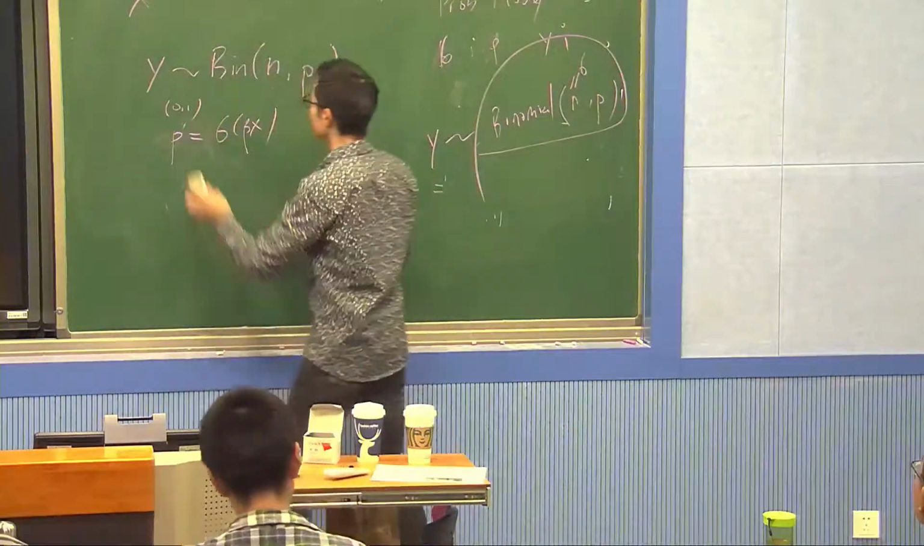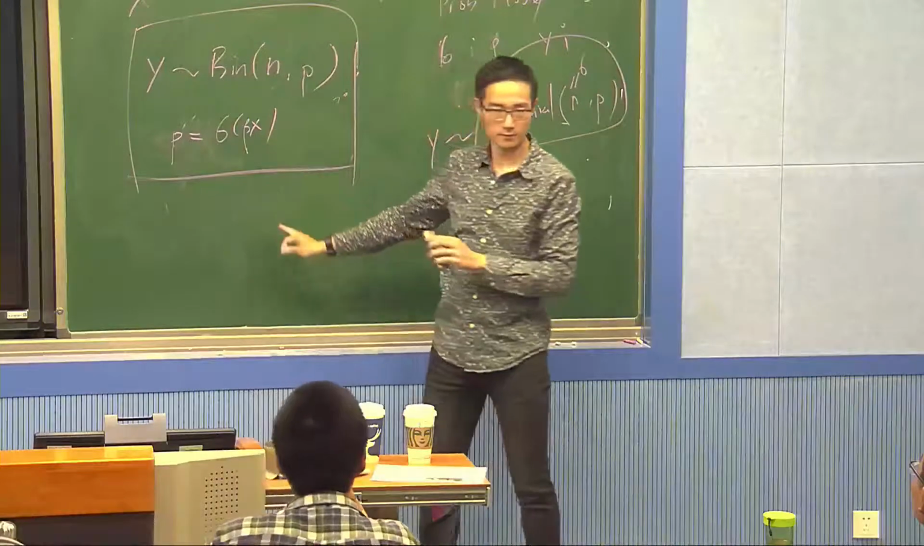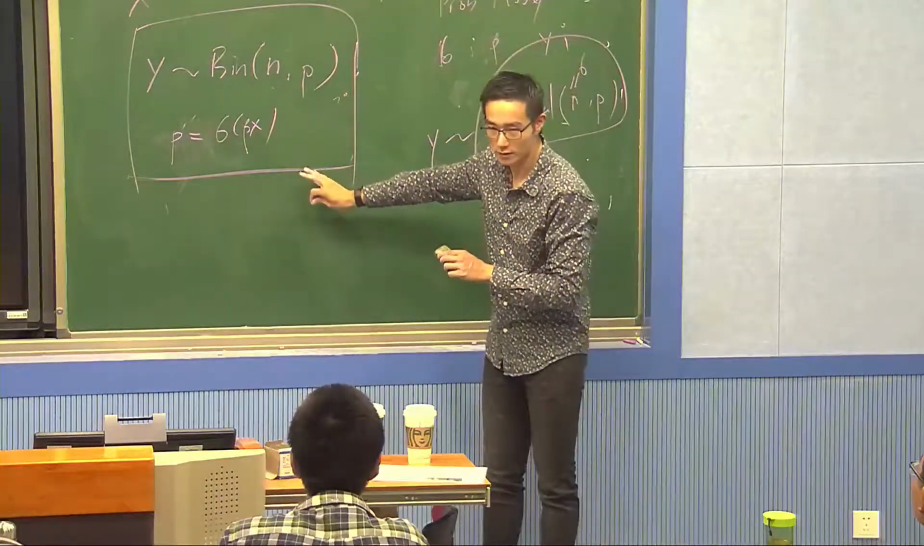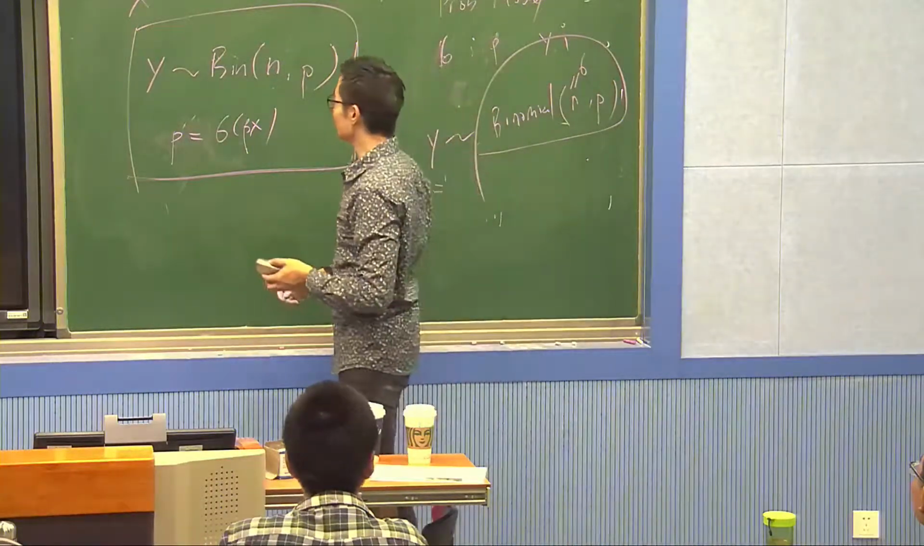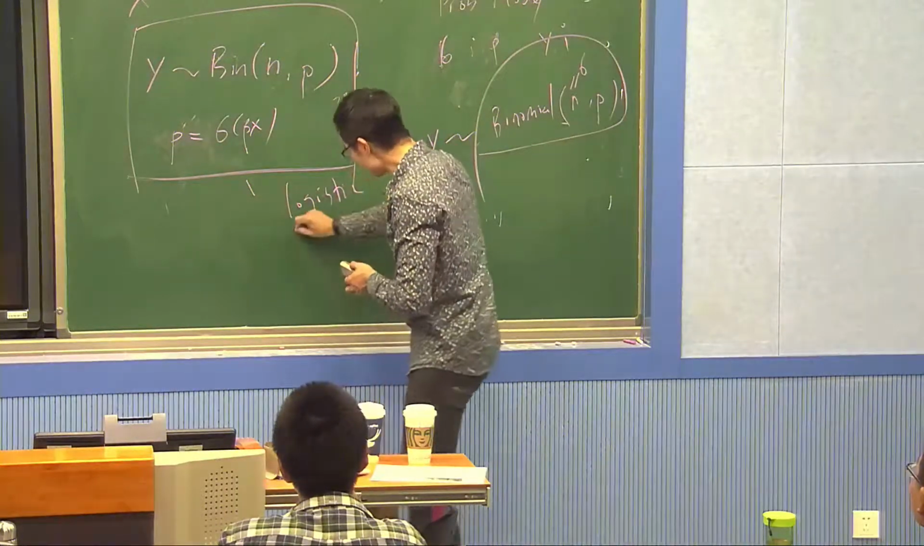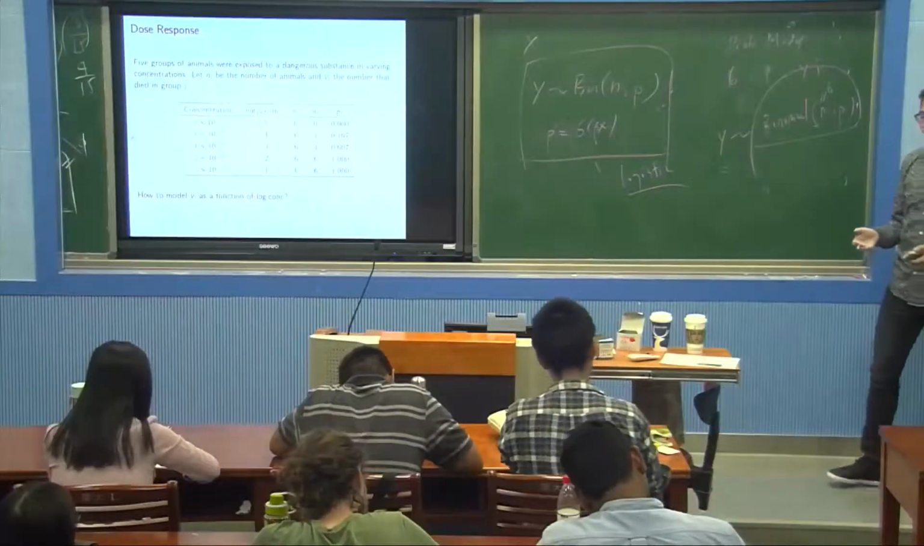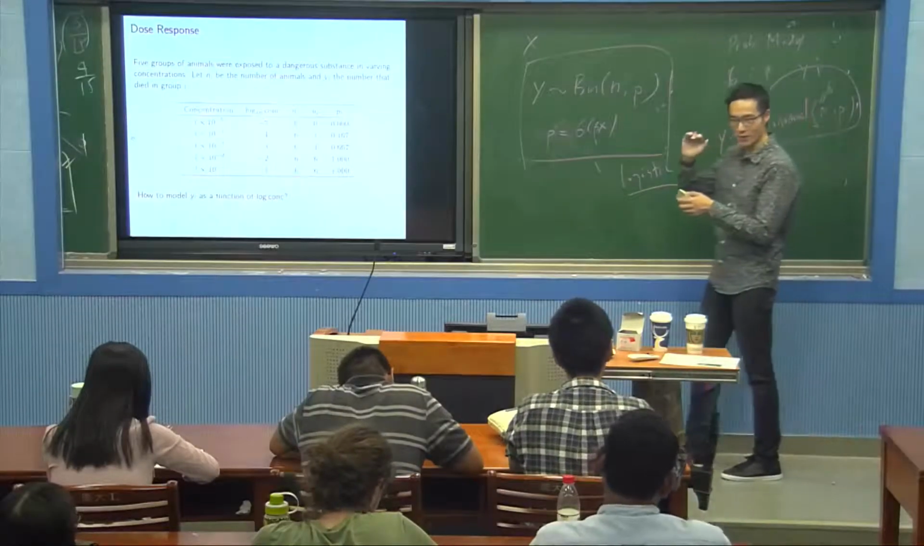beta X, what is this model called? What is the name for this model? This model is also called logistic regression. Okay? This is also logistic regression. So we have really 2 cases of logistic regression, right?